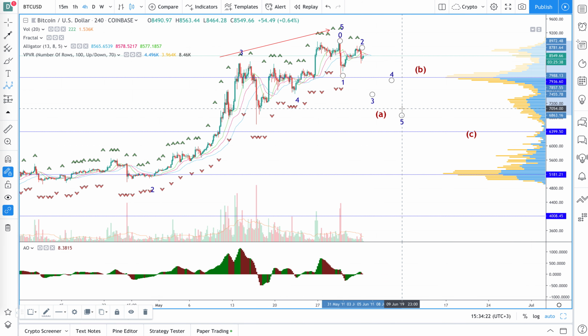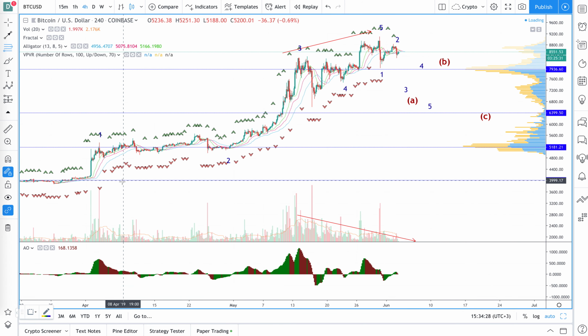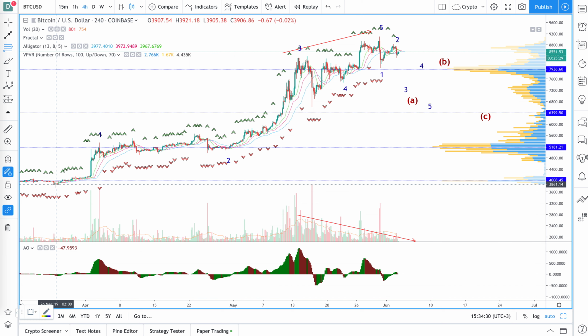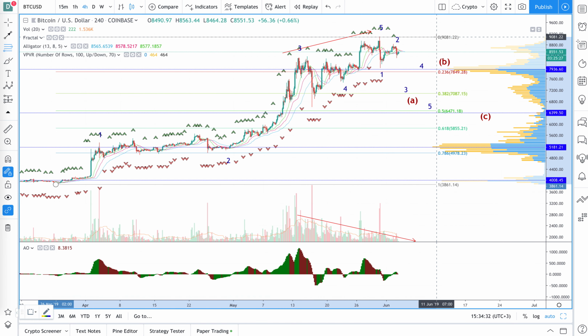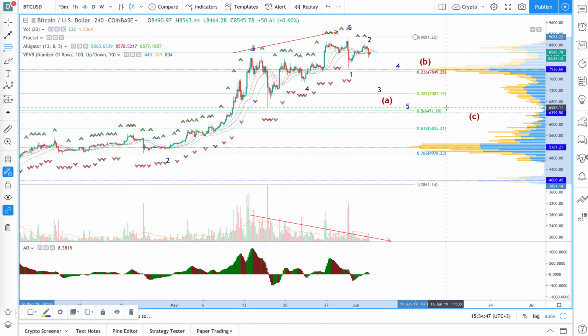To make it more precise, we'll draw the Fibonacci retracement level as well, which is starting from the very beginning of that move in the beginning of May. And we can see that it's actually very accurate in terms of the 50% Fibonacci retracement and one of the levels of support which we drew from the volume profile, which is also quite important.